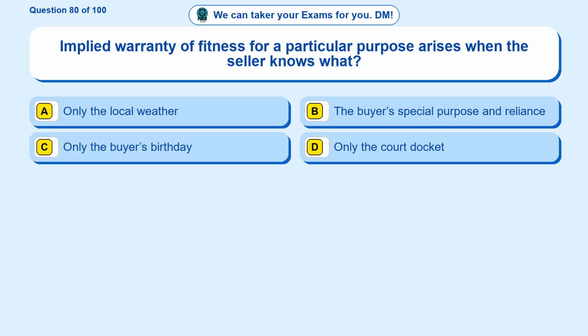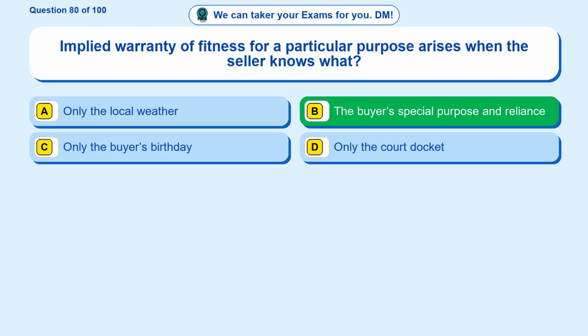Question 80. Implied warranty of fitness for a particular purpose arises when the seller knows what? Option A. Only the local weather. Option B. The buyer's special purpose and reliance. Option C. Only the buyer's birthday. Option D. Only the court docket. The correct answer is option B.